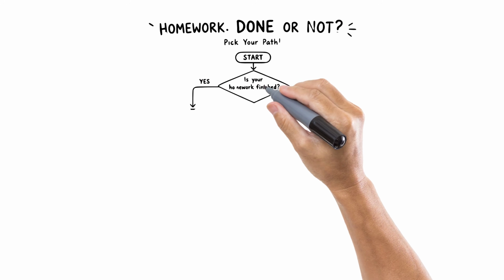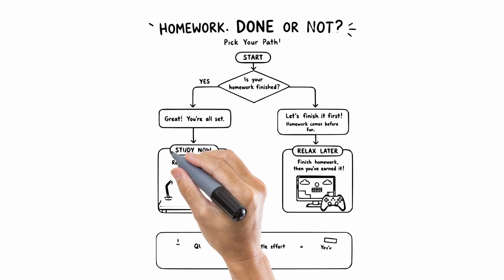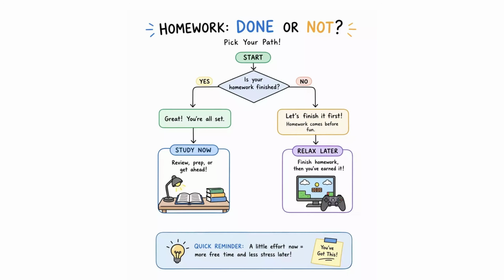Here's a relatable example. If your homework is finished, maybe you can relax. If it is not, then you need to study first. That is a simple decision flow. Real life is full of these little logic systems, and they map nicely into coding ideas.